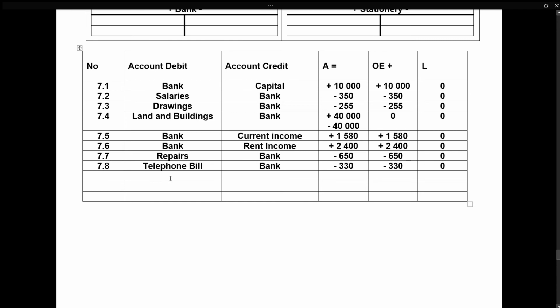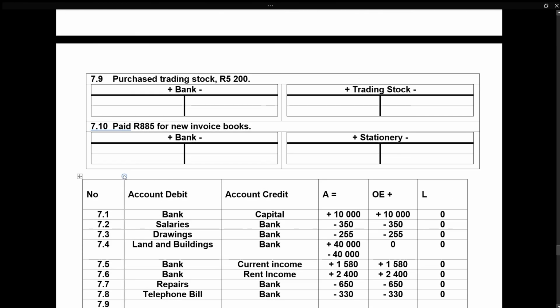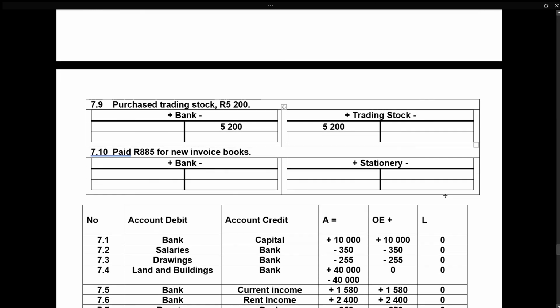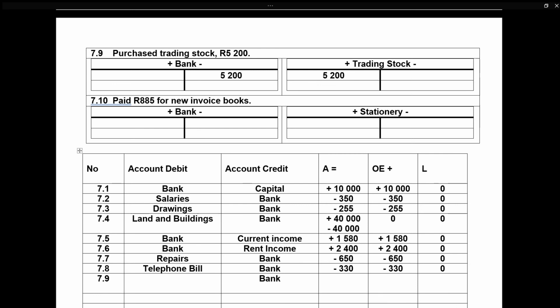Right, 7.9. Purchase trading stock to the value of 5,200 Rand. The two accounts we're going to work with are bank and trading stock. Both of them are classified as assets. So we are paying money, so therefore my bank account will be credited, and we are purchasing more trading stock, so my trading stock will increase. Bank is being credited, trading stock is being debited. Right, so bank being credited will have a negative influence on your assets.